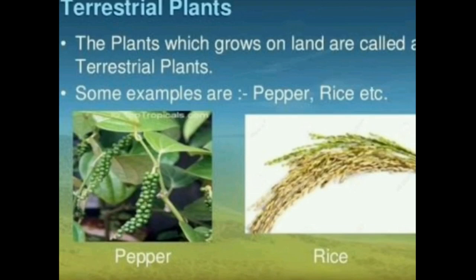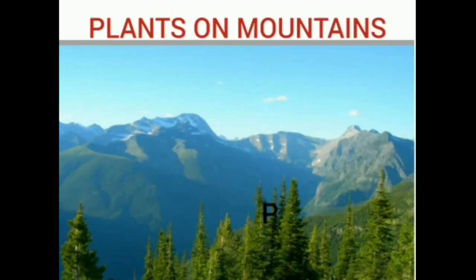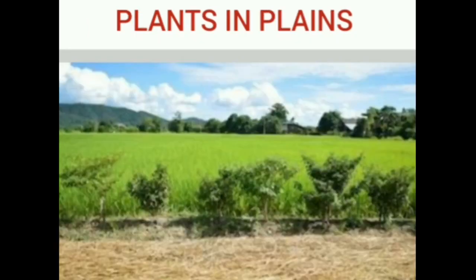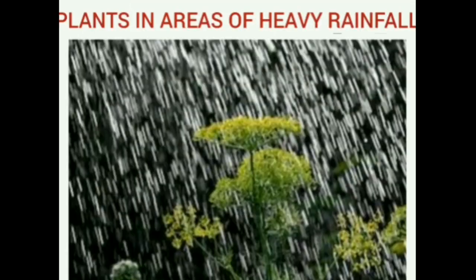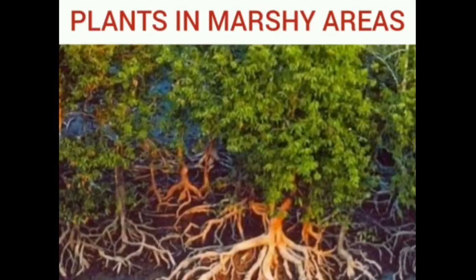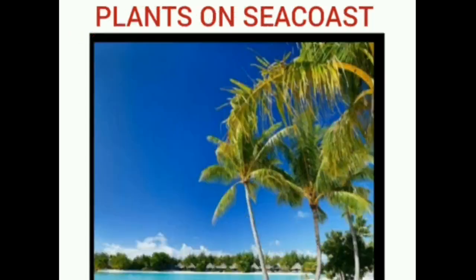1. Plants on mountain. 2. Plants in plains. 3. Plants in desert. 4. Plants in areas of heavy rainfall. 5. Plants in swampy or marshy land. 6. Plants on seacoast. Let us see the first one.